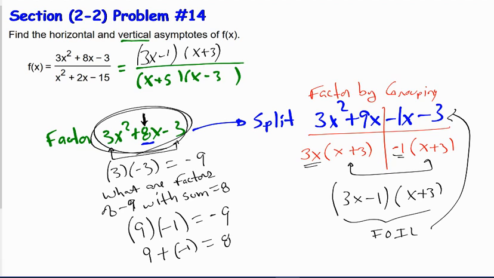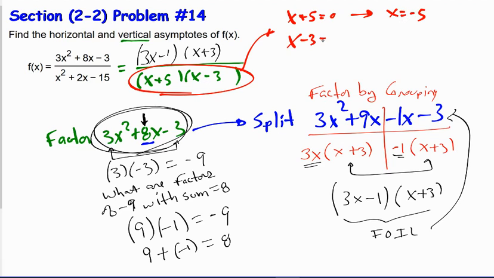So we see that none of the factors cancel, which means that both of the factors in the denominator will give us vertical asymptotes. So we take each factor and set it equal to 0. x plus 5 equal to 0 gives us x equals negative 5, and x minus 3 equal to 0 gives us x equals 3. So these are our vertical asymptotes, and we found that the horizontal asymptote was y equal to 3. And those are the answers to problem 14.